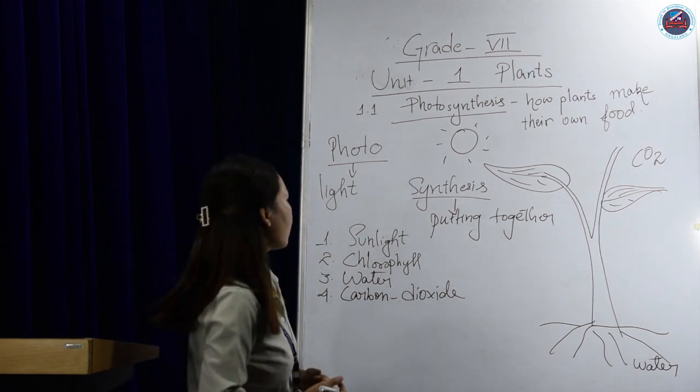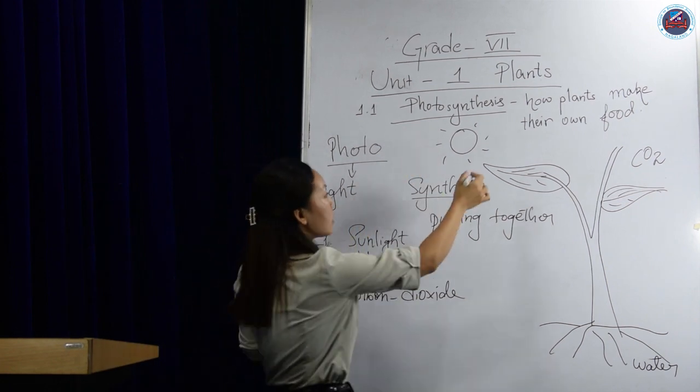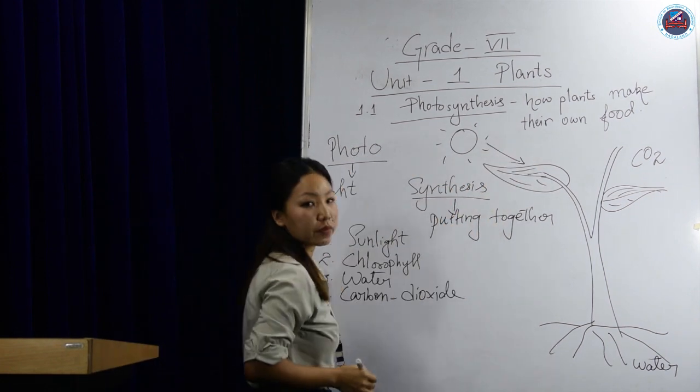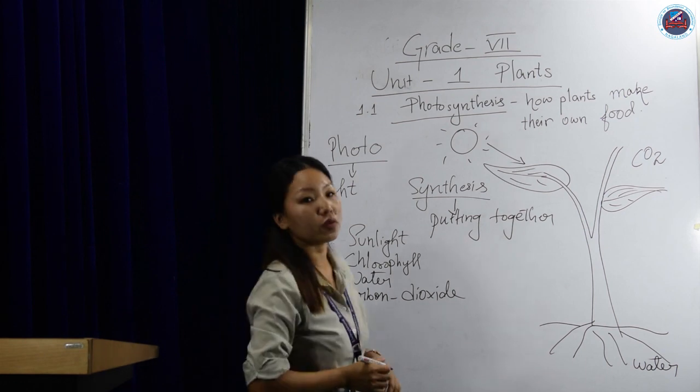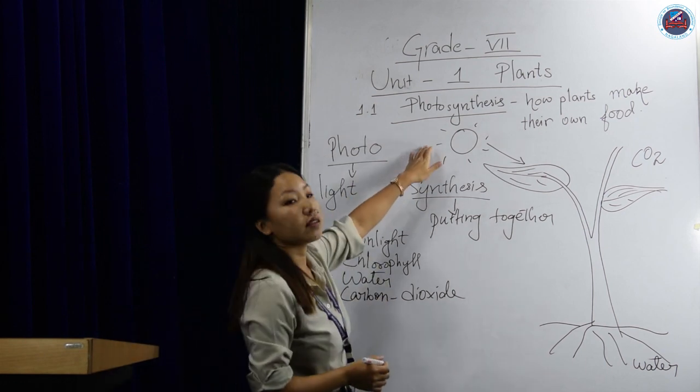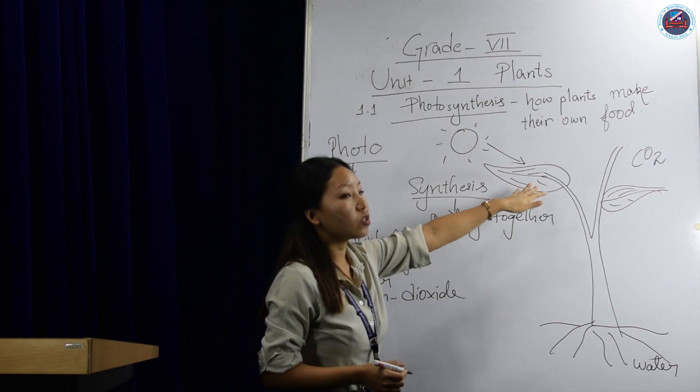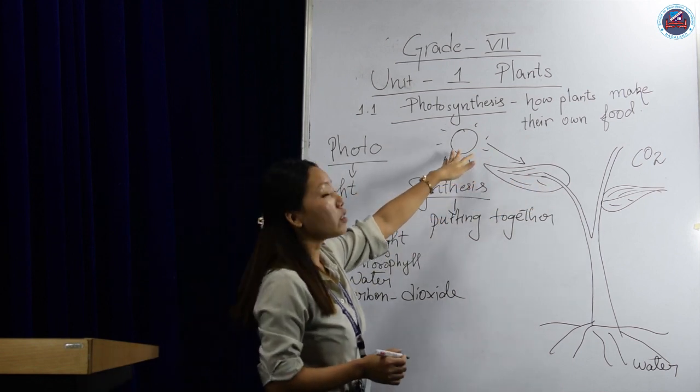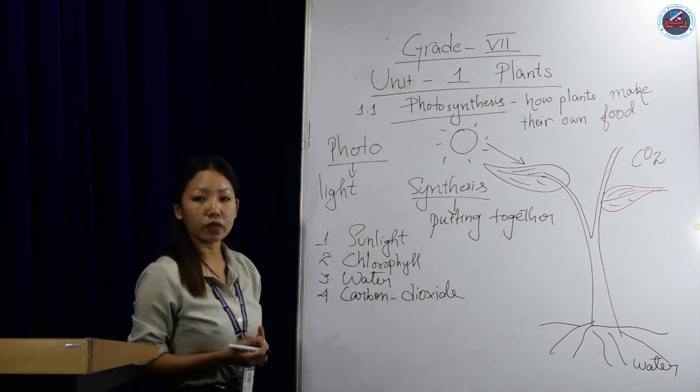Photosynthesis begins when light strikes the surface of the leaf. That means the main source of light energy is what? Sun. So plants use light from the sun to prepare their food.